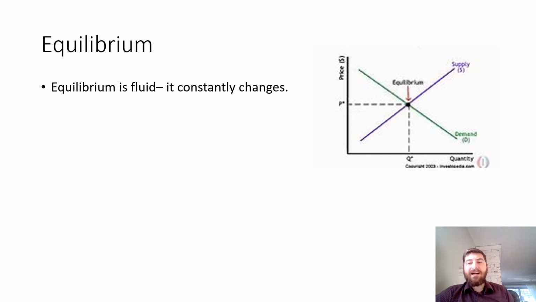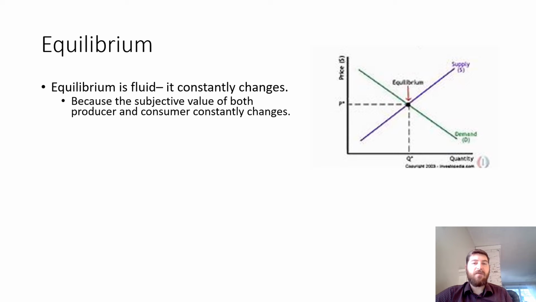Equilibrium is fluid, it constantly changes, just like there are constant changes in demand and constant changes in supply. Those lines shift left and right. And so therefore the intersection of supply and demand is constantly shifting up and down, left and right. And there are many reasons for that. The subjective value of the producer is changing, and so what the producer demands for the sale is changing. The subjective value of the consumer is changing, so what they're willing to pay is constantly changing.